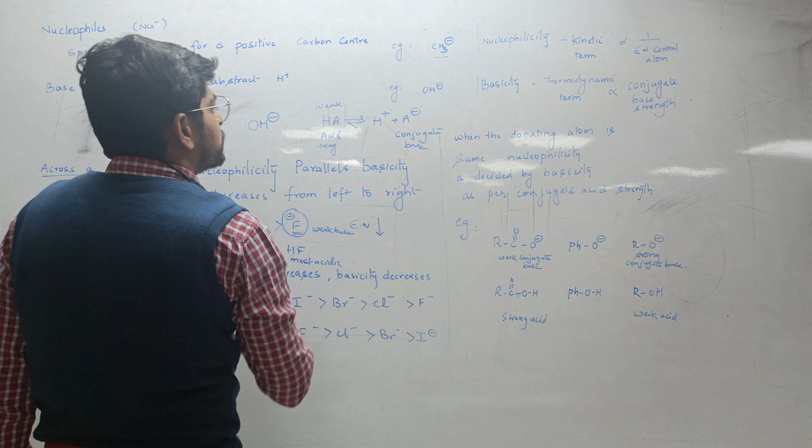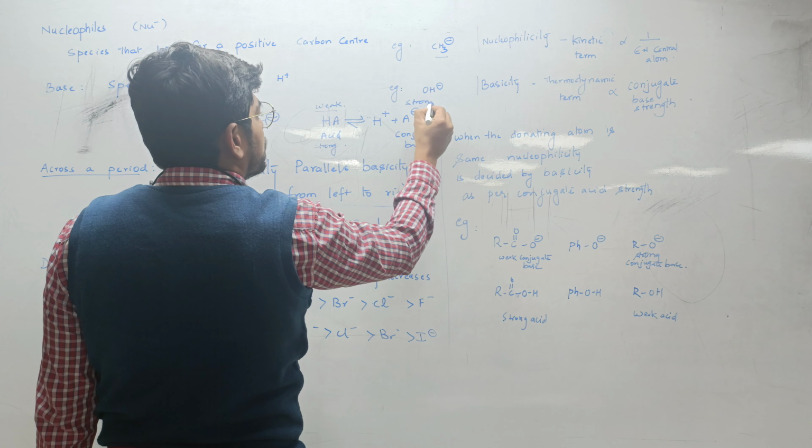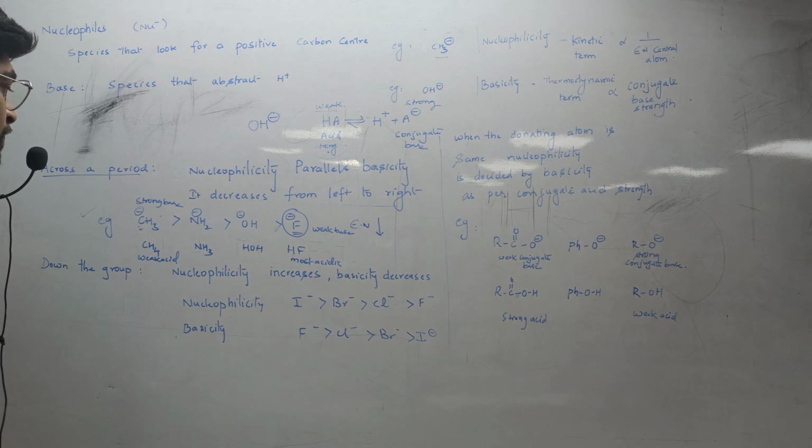That means association is occurring more. So if the acid is weak, the base is strong. If the acid is strong, the base is weak. That is conjugate acid-base theory.